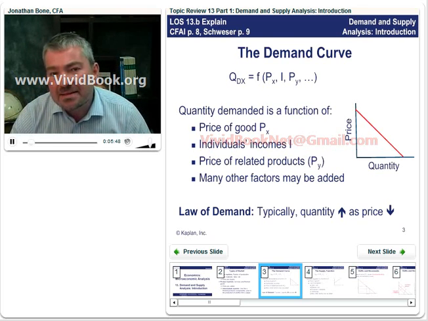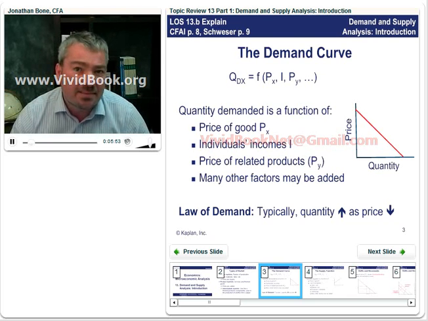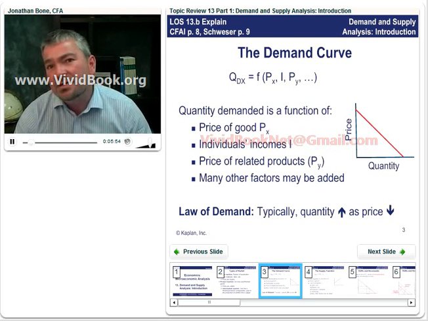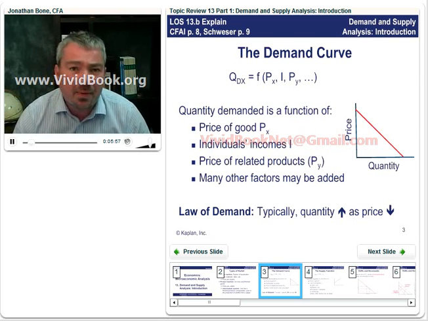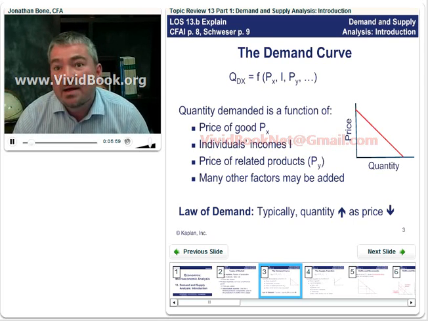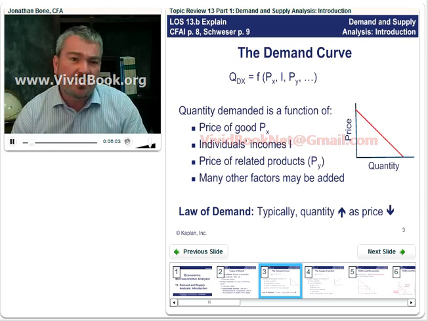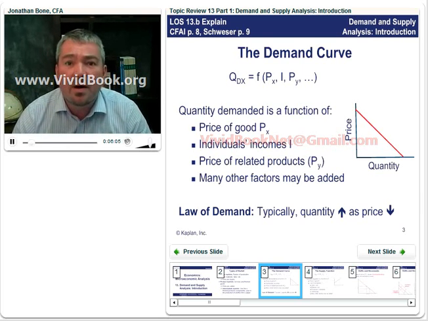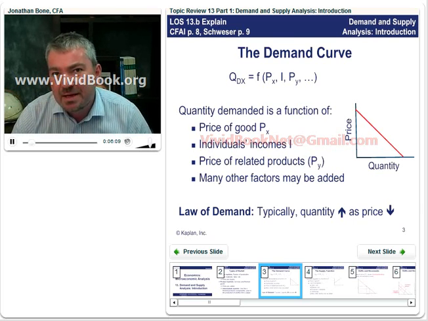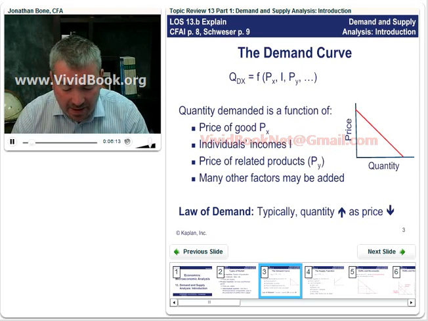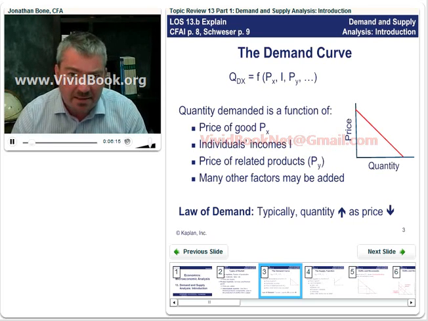The other factors that we've got in our model here, individuals' incomes and the price of related products, are going to be exogenous factors. In other words, their prices are determined by markets that we're not looking at when we see this demand curve. They're driven by supply and demand in other marketplaces. So we have endogenous factors that are explained by our demand curve and exogenous factors that are set by other markets outside of ours.